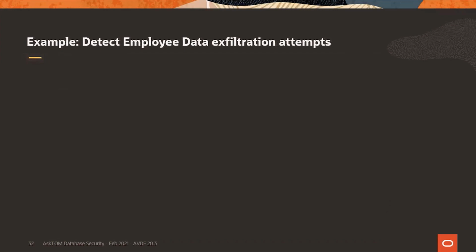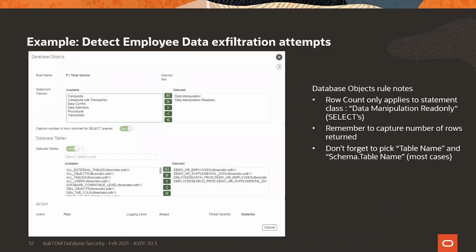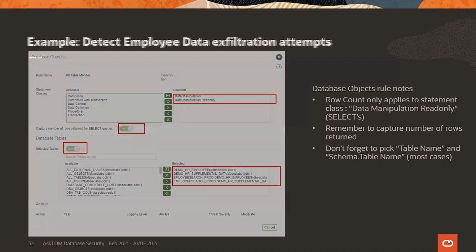Okay. Now, to set that policy up, I went into database objects, the database objects section of the firewall policy. I said I wanted to do data manipulation read only. Yes, for the select queries, and then the tables that I wanted to get. And again, remember, I picked both table name and schema.table name. Okay, so again, just kind of parsing that out, very simple.